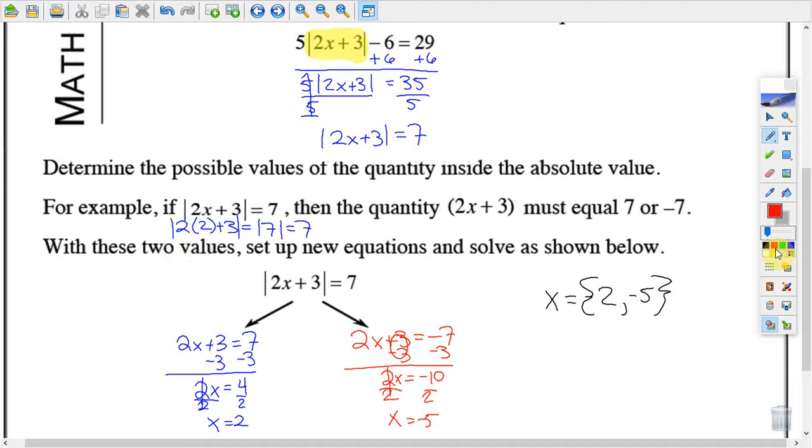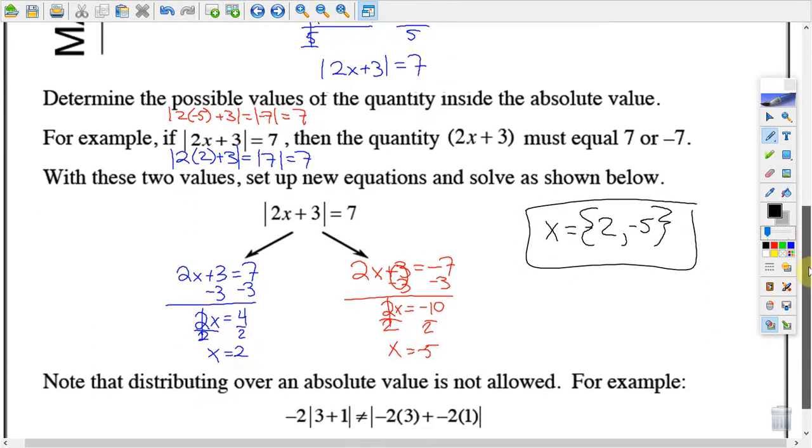We did negative 5. 2 times negative 5, that's negative 10, plus 3, that's our negative 7. The absolute value of negative 7 is also positive 7. So both of those work. Here are our two solutions for x.